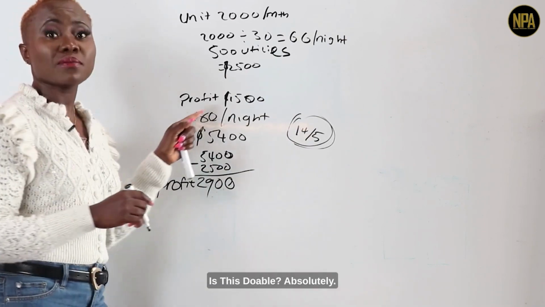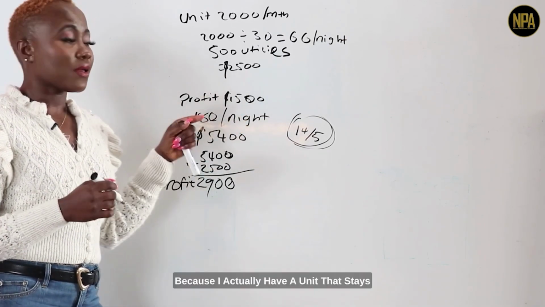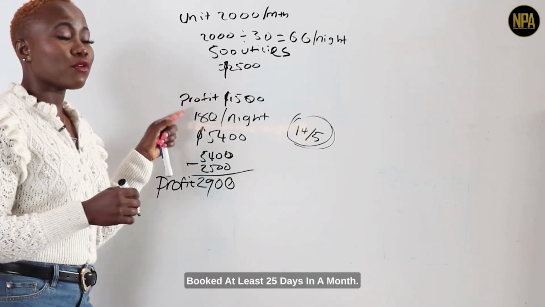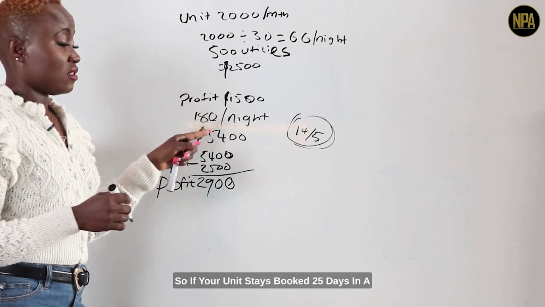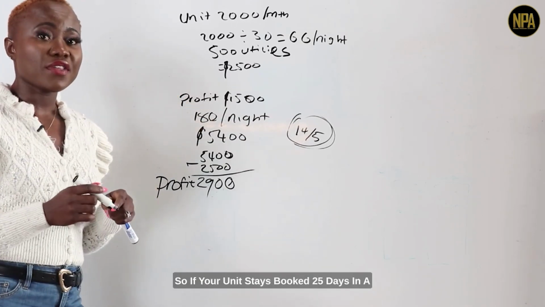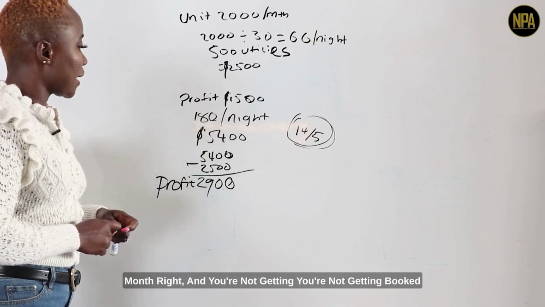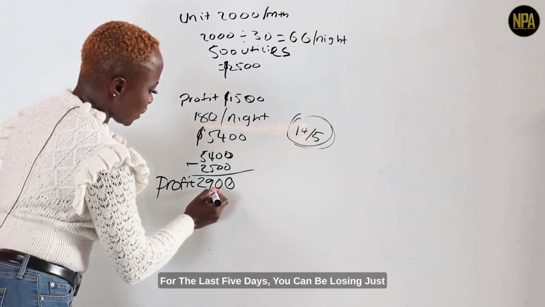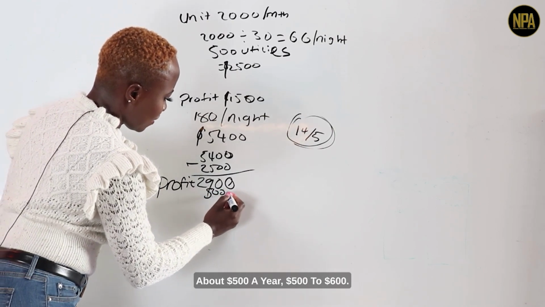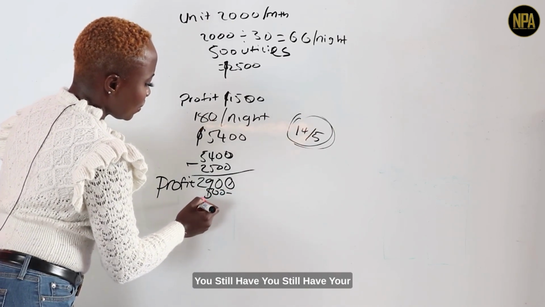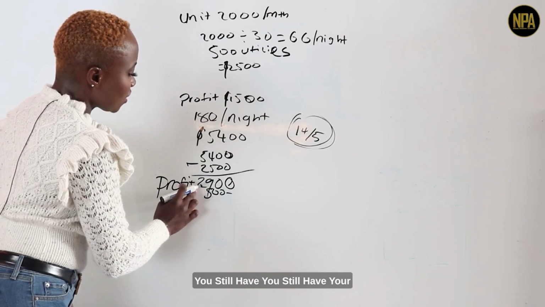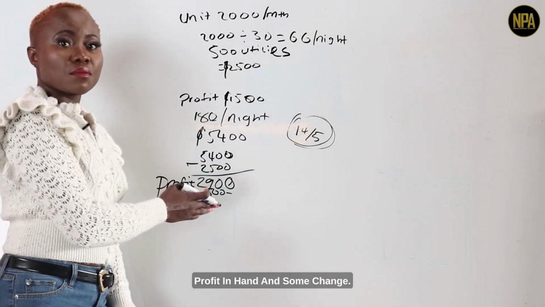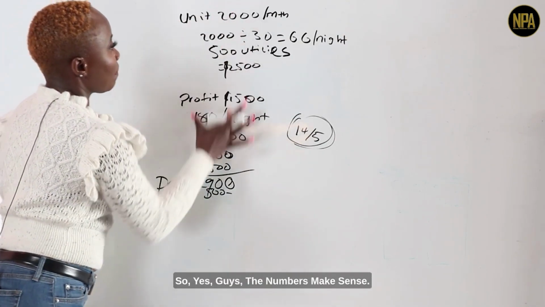Now, is this doable? Absolutely, it's 100% doable, because I actually have a unit that stays booked at least 25 days in a month. If your unit stays booked 25 days in a month and you're not getting booked for the last 5 days, you can be losing just about $500 to $600. You still have your profit in hand and some change. So yes, guys, the numbers make sense.